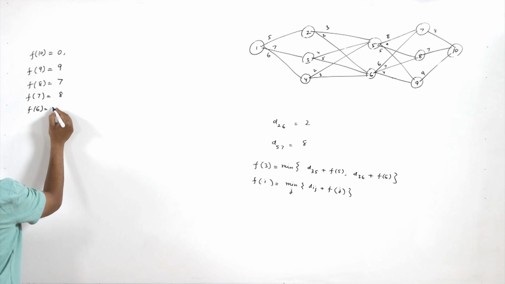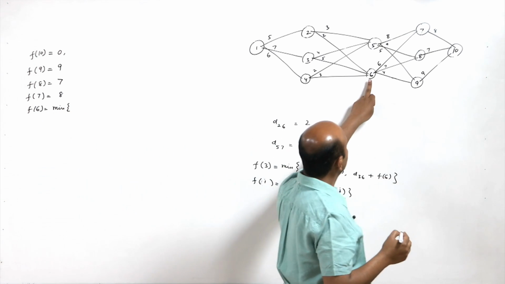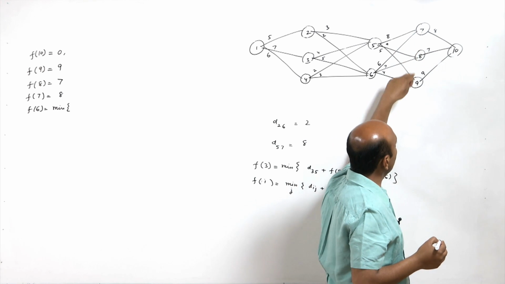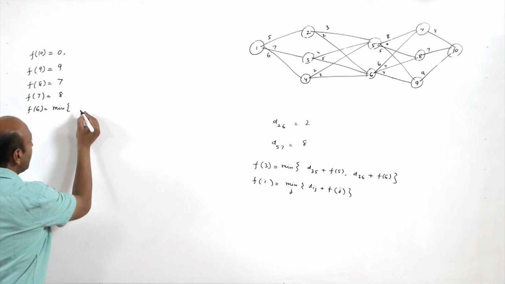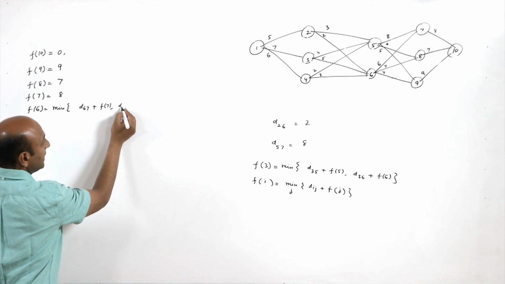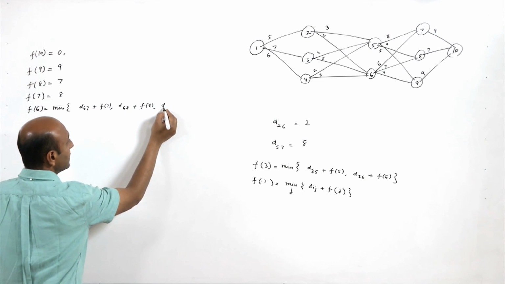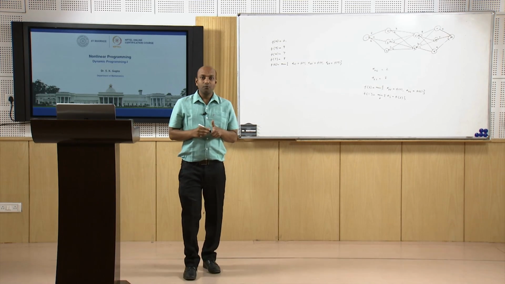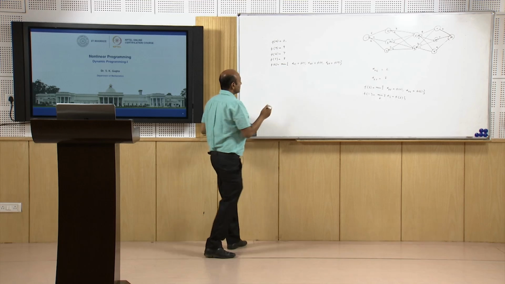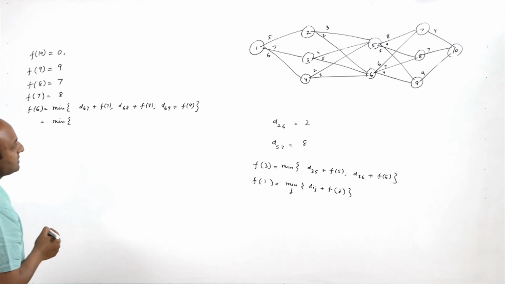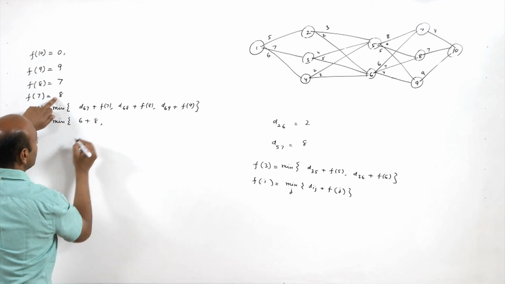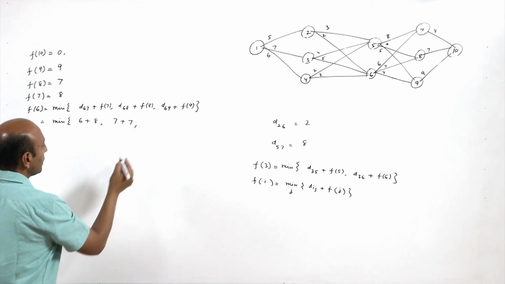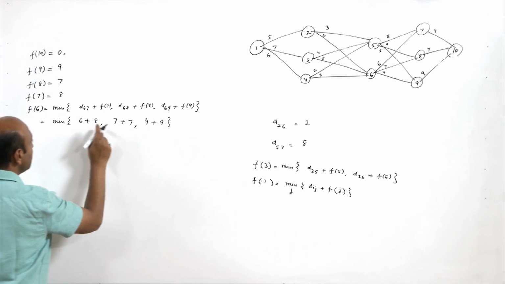F6 will be the minimum of, now 6 is connected first with these 3 nodes and then with 10. So first we find D67 plus F7, then D68 plus F8, then D69 plus F9. The minimum of these 3 will give F6, the minimum distance from node 6 to node 10. That equals the minimum of D67 is 6 and F7 is 8, D68 is 7 and F8 is 7, D69 is 4 and F9 is 9. So it is 14, 14, 13. The minimum is 13.